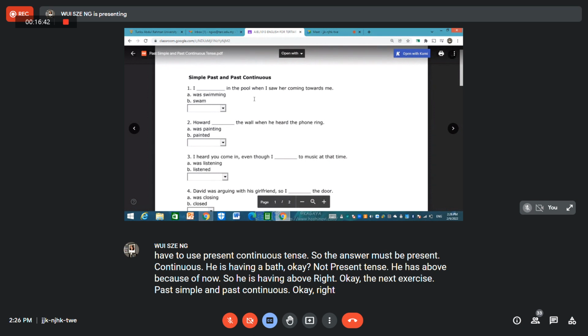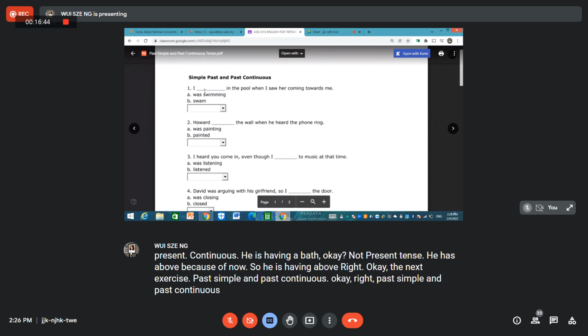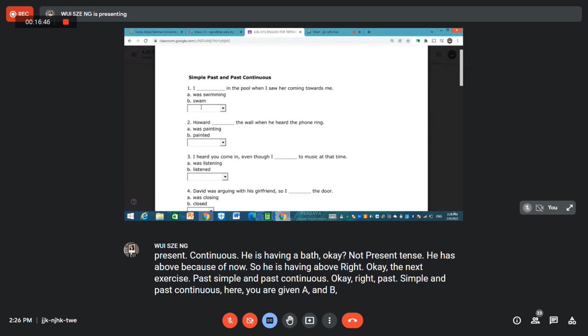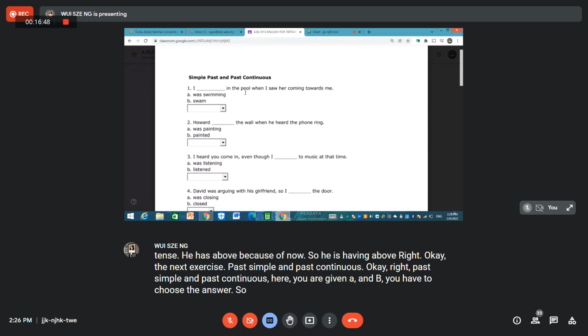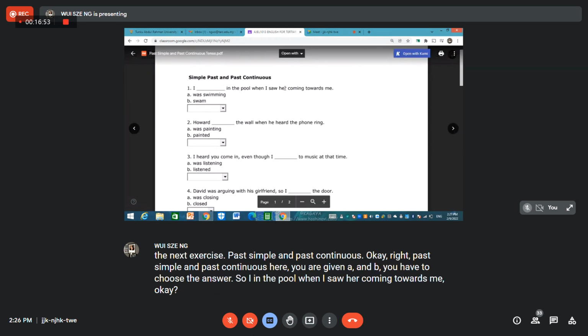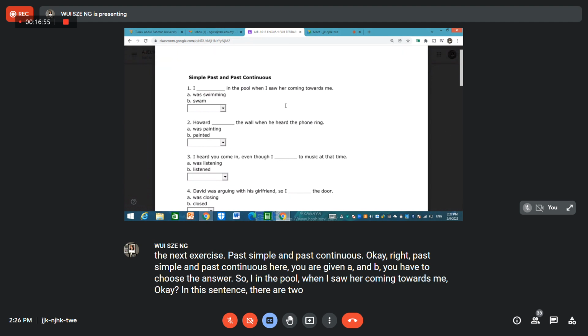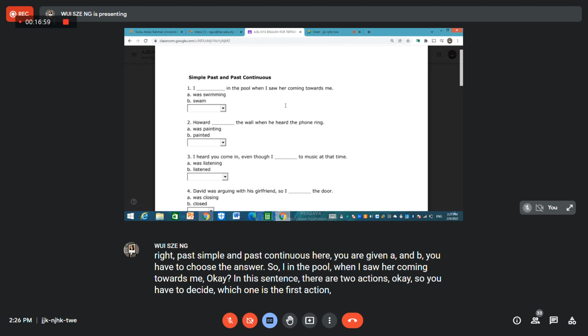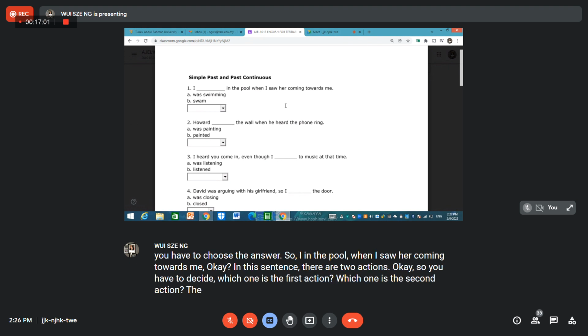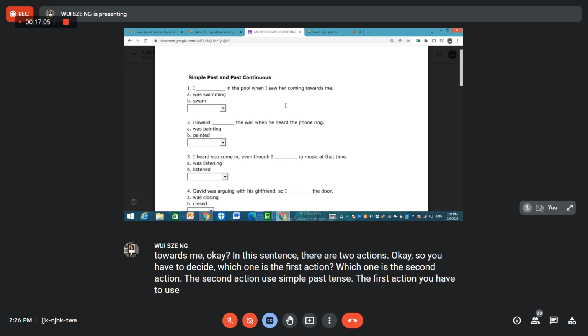Okay, the next exercise, past simple and past continuous. Here you are given A and B, and you have to choose the answer. So, I in the pool when I saw her coming towards me. In this sentence, there are two actions. So you have to decide which one is the first action and which one is the second action. The second action uses simple past tense. The first action, you have to use past continuous.